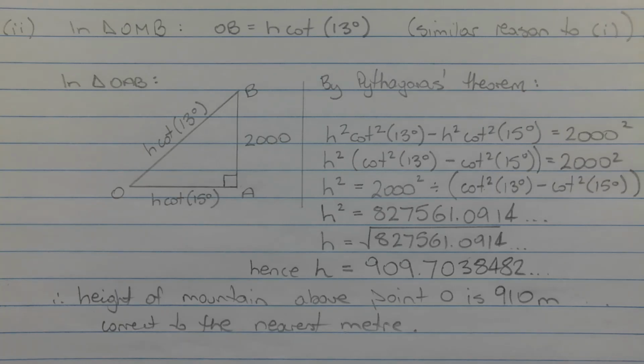So we can use Pythagoras' theorem to find the value of the one variable h, which is used twice. So using Pythagoras' theorem, we have hypotenuse squared minus short side squared is equal to the other short side squared. So h squared cot squared 13 degrees minus h squared cot squared 15 degrees is equal to 2,000 squared. Factorising out h squared on the left-hand side, we get h squared outside of cot squared 13 degrees minus cot squared 15 degrees in brackets equals 2,000 squared.